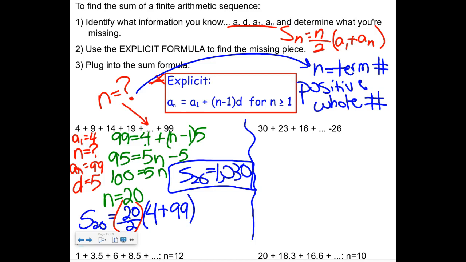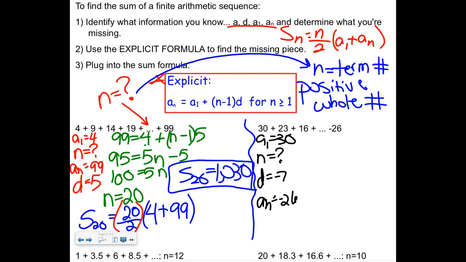This one, ooh, I'm starting with 30 and then it's going down to negative 26. So that tells us they're subtracting something. Our A1, it is 30. Our n again, that dot, dot, dot, that means I don't know what it is. To jump from 30 to 23 to 16, that means they are subtracting 7. And we also have our AN out here. We don't know what the term number is, but we do see our last term is negative 26.